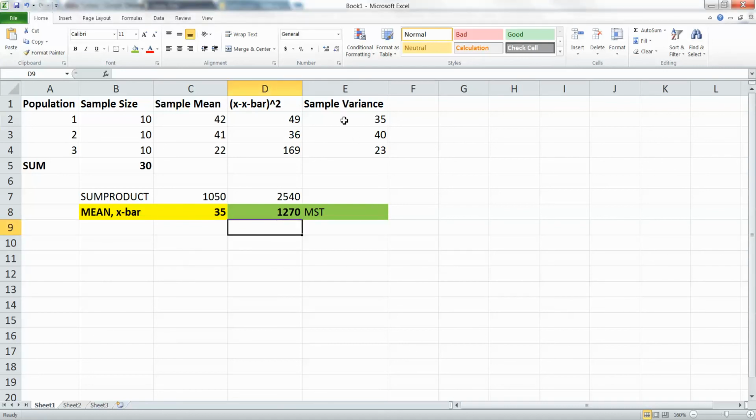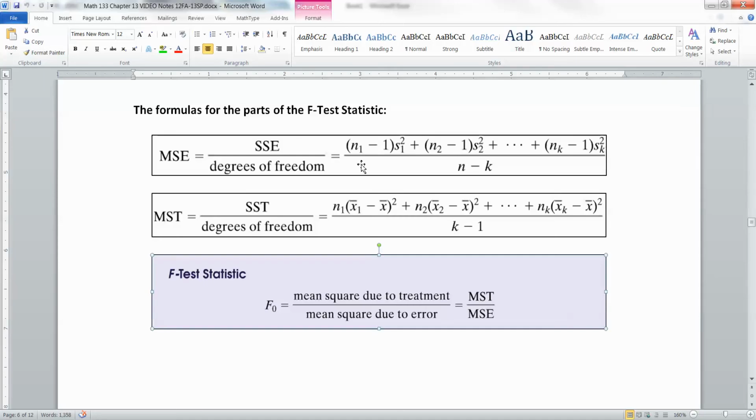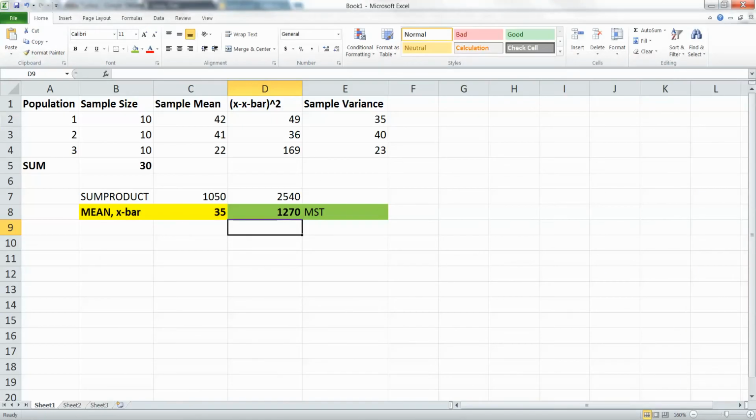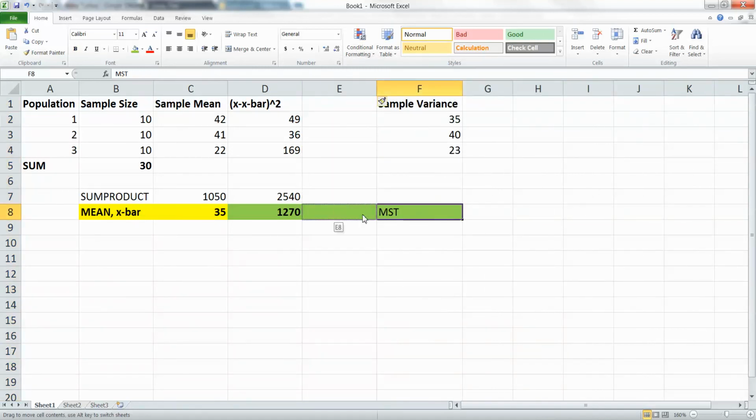Now we got to find MSE, the mean square due to error. Hold on, let me go back to that formula. Okay, so it's going to be n1 minus 1, n2 minus 1, and so on, times these. It's another sum product, but we've got to find each of those. So let me go back here. Well, we have our S1 squared, S2 squared, S3 squared, so that array is going to go into our sum product, no problem. But the problem is we need these n's to take away 1, which is a little strange. You can't really get the array to do that for you. So let me do it this way.